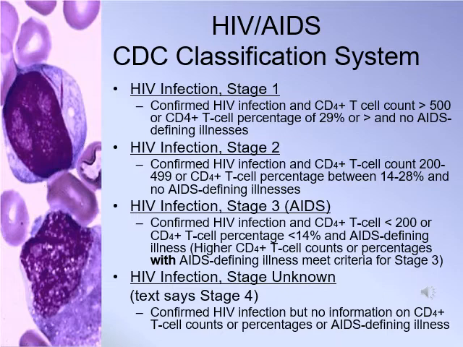Stage 3, AIDS, this is again confirmed with a CD4 T cell of less than 200, and they will definitely have systemic symptoms, fatigue, night sweats, skin lesions. Again, almost certain that they will develop opportunistic infections once that CD4 T cell count goes less than 200. HIV infection stage unknown, this is what the text refers to as stage 4. Again, this is confirmed HIV infection, but no information on the CD4 T cell count or AIDS defining illness. So they might classify it as a stage unknown. Hopefully they'll have good information and be able to really put it in stage 1, 2, or 3, however.